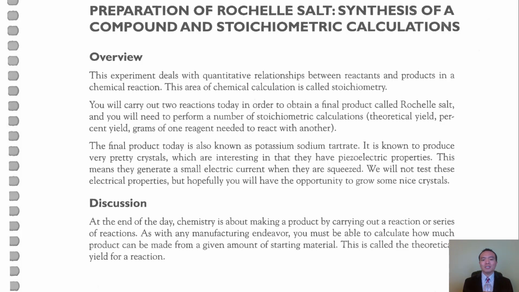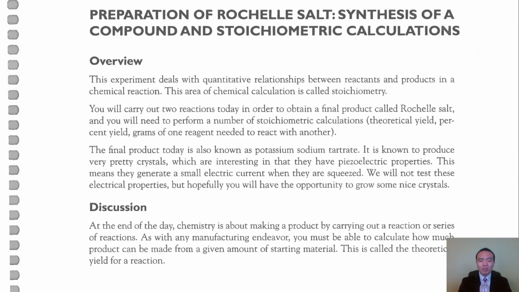Rochelle salt also has some other special properties. One of the interesting properties is so-called piezoelectricity, which is the ability for a certain material to generate alternating current when subjected to mechanical stress or vibration.